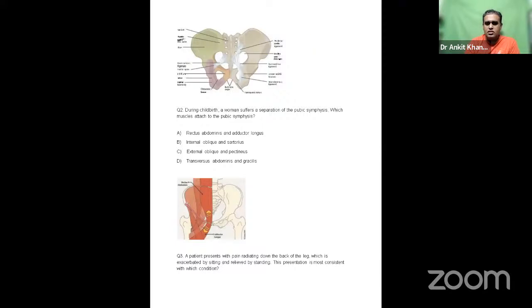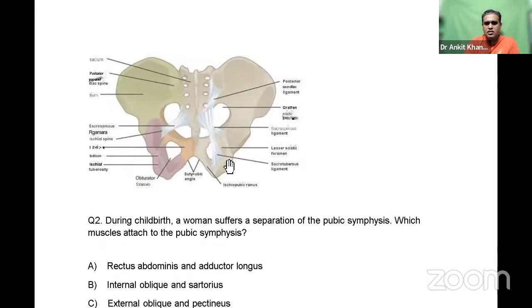This is a posterior view of the whole sacrum plus the hip bone over here. So here you're looking at a sacrum. This is the hip bone. This is the sacroiliac joint over here. Which joint is this? This is the sacroiliac joint. Weight is transmitted from sacrum to hip bone on both the sides like this.